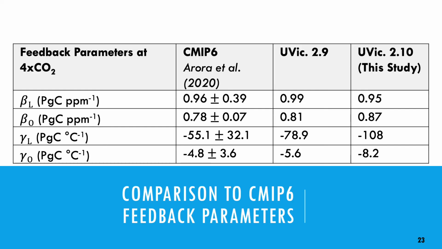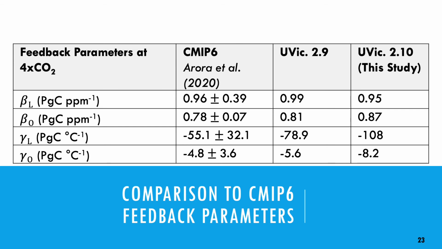Now the table you see here shows feedback parameters at 4 times CO2, that's at the peak of the ramp up and ramp down transient simulation. And we see here the feedback parameters for this study using version 2.10 of the model and a previous study using version 2.9 of the model. And then these are compared to the feedback parameters taken from CMIP 6.